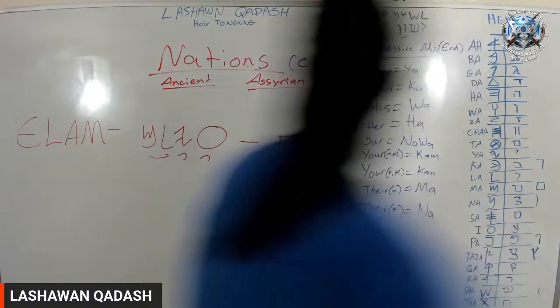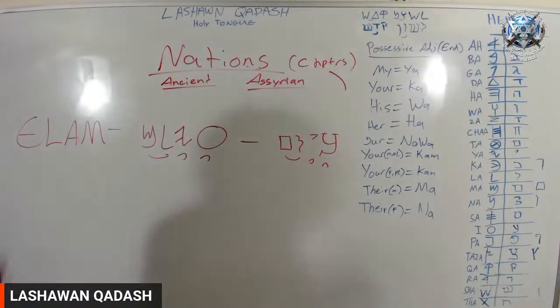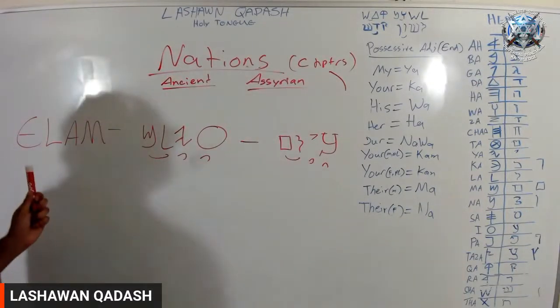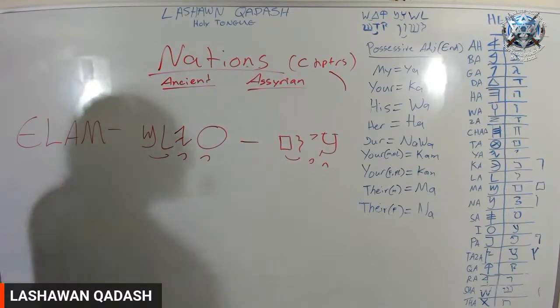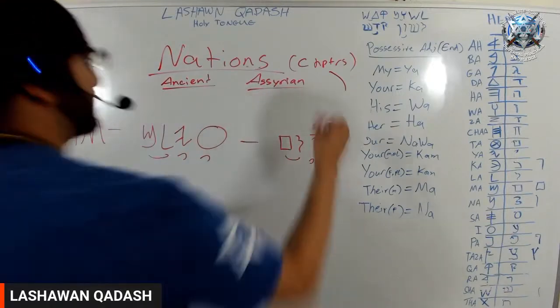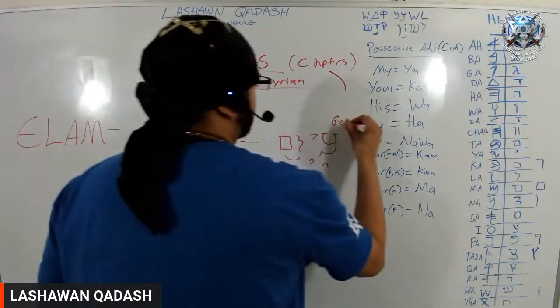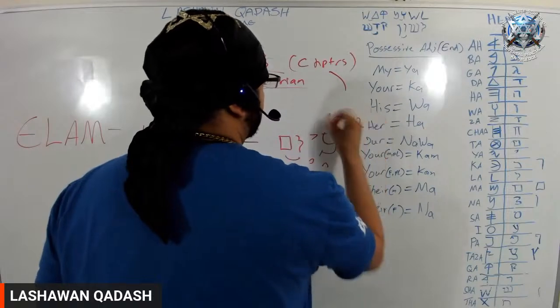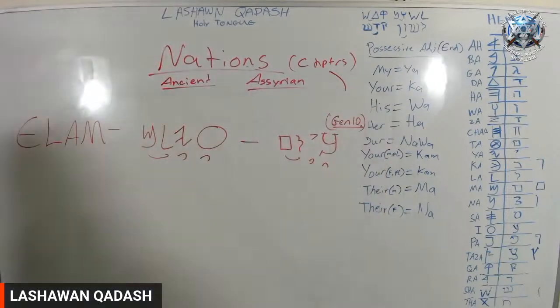But with that, again, Elam. Elam, that's the Syrians. It is. I want to say that's the Assyrians.